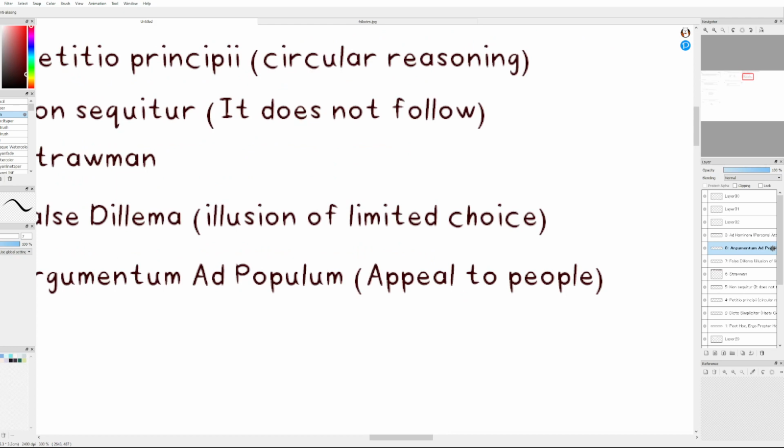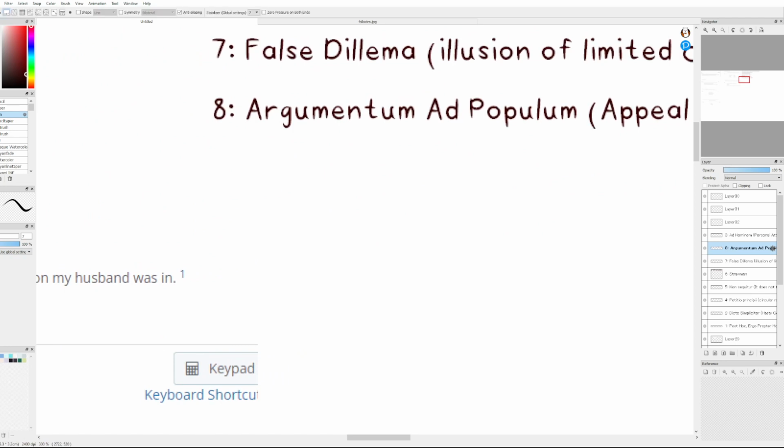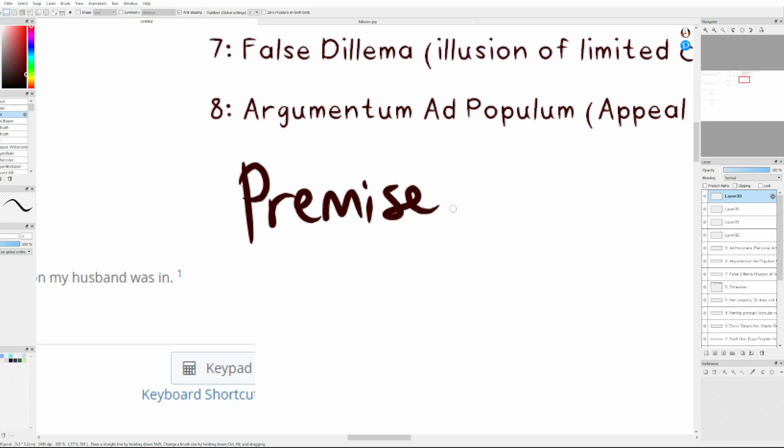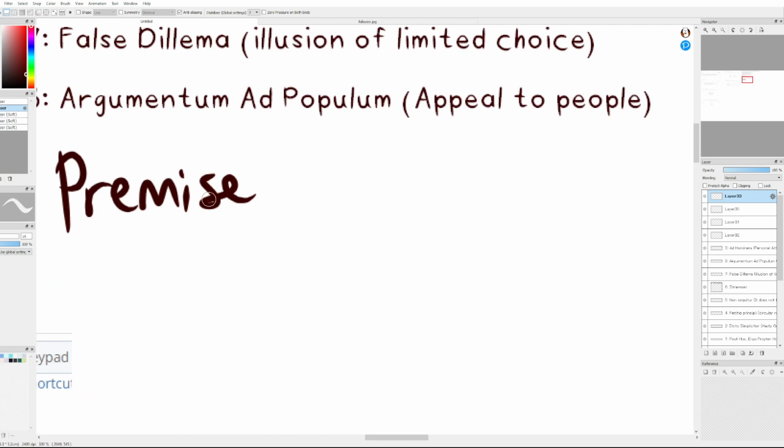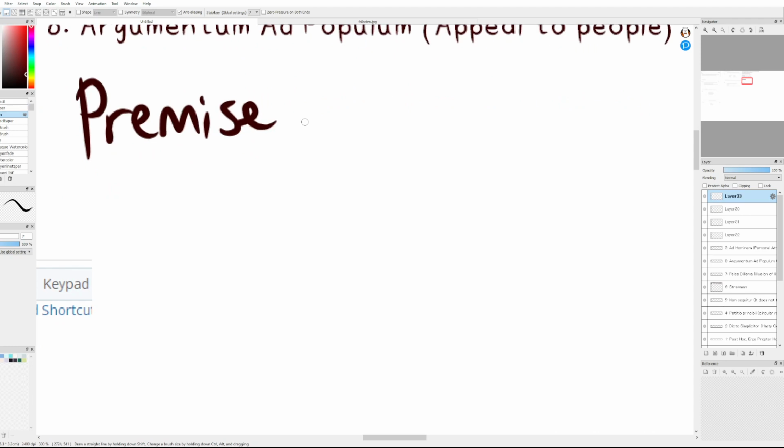Anyway, that covers the fallacies. We should also talk about 2 more terms, premises and conclusions. Premises are basically the beginning of an argument, what the argument is based on, basically. It doesn't have to be placed at the beginning of the text. It just is something that you are assuming in the beginning to build up to a conclusion. A conclusion is like the point that you're trying to make, basically.